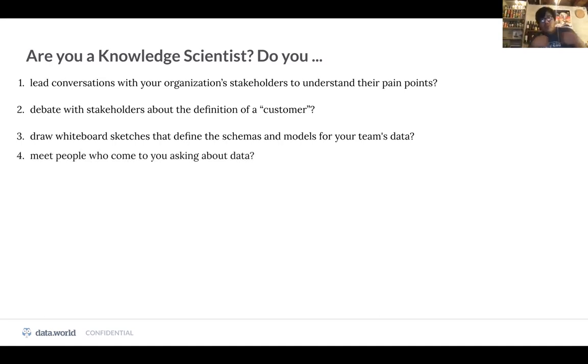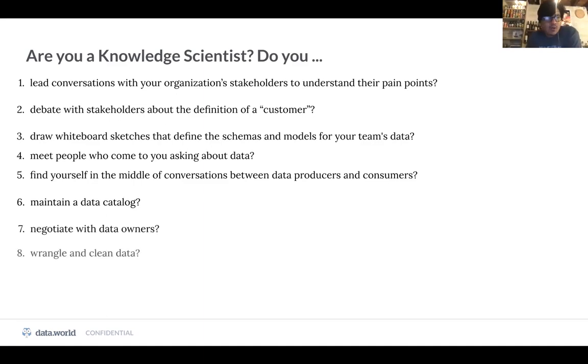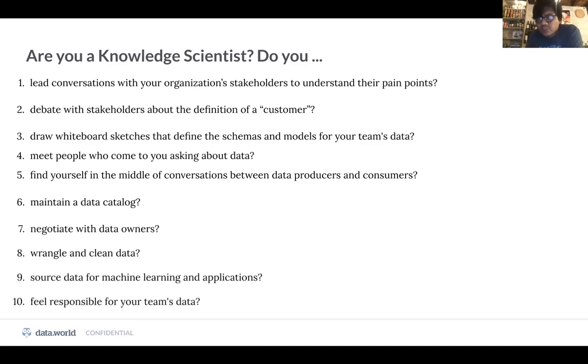Do people come to you asking, where is this data? Like, I need to find this data for this thing that I'm trying to solve, and they come to you for it? Do you find yourself in the middle of conversations between the IT, the technical folks, and the business folks, trying to get them to communicate better? Do you maintain a data catalog? Do you negotiate with the data owners? Are you the person who actually wrangles and cleans the data because you understand what this stuff means? Do you source the data for machine learning applications? Do you feel responsible for your team's data? If you're saying yes to many of these things, I think you're doing knowledge science work and not being a data scientist.